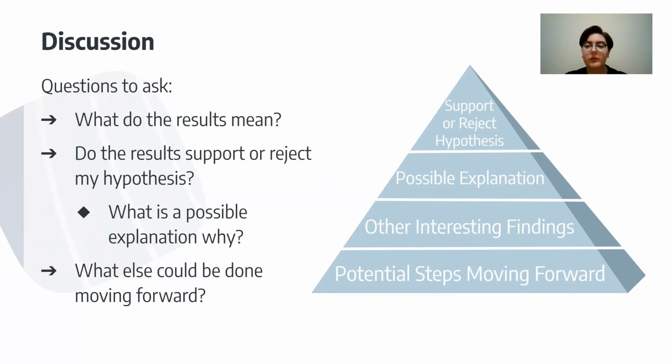Like we say with conclusions in the Writing Center, which of course the discussion isn't exactly a conclusion because you're still doing a lot of your analysis in this section, but it can be a similar thing. We talk about it as a reverse funnel or a triangle or a pyramid, whatever you'd like to call it. So starting back narrow, restating your thesis, but in this case, you'll be saying, do I support or reject my hypothesis, basically restating that hypothesis, and then giving a possible explanation why, and then broadening out into other interesting findings you've found, and then ending with the potential steps moving forward.